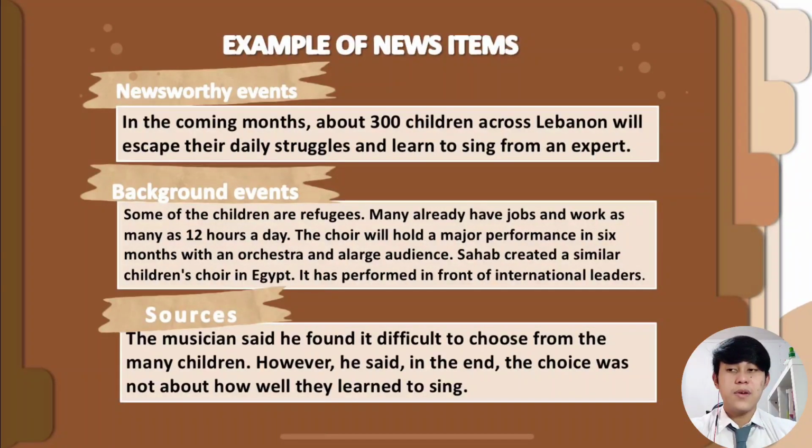The second structure is the background event. The text that describes this structure we can find in the second paragraph. The third is sources. "The musician said he found it difficult" until "how well they learned to sing" is described as the sources.